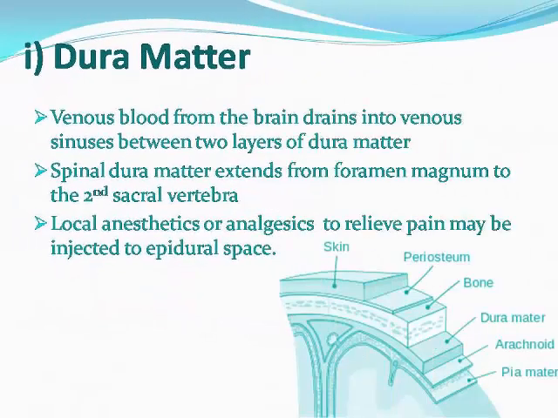Venous blood from the brain drains into venous sinuses between the 2 layers of dura mater. Spinal dura mater extends from the foramen magnum to the second sacral vertebra. Local anesthetics or analgesics to relieve pain may be injected into the epidural space.